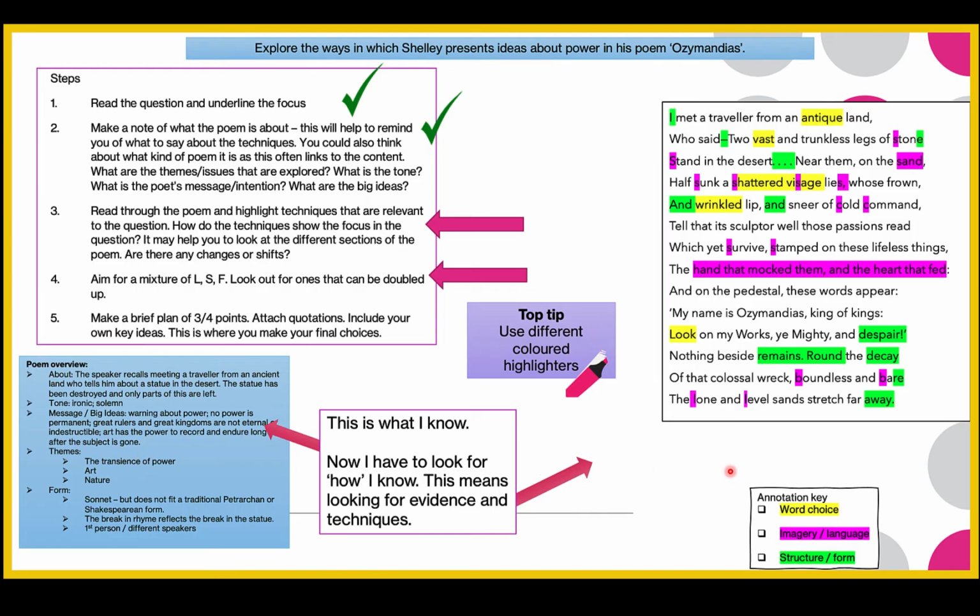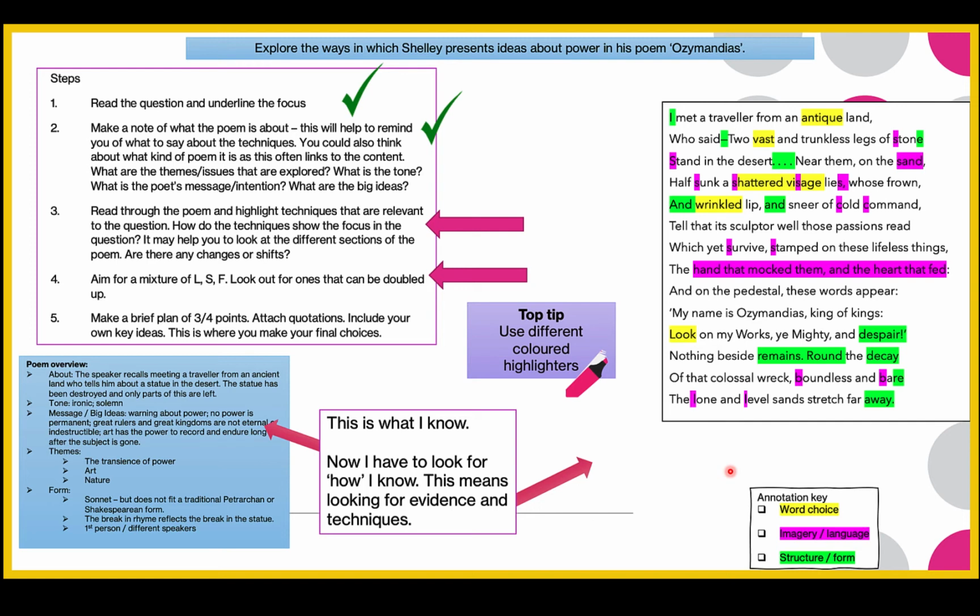So you can see I've gone for anything yellow is interesting word choice. I'm going to make a comment on the kind of vocabulary that's chosen and why. Imagery and language devices are purple, and anything to do with structure and form is green. And as you can see, and I can quickly see, I have a range of them. So I know that I'm probably not going to leave any of those out.